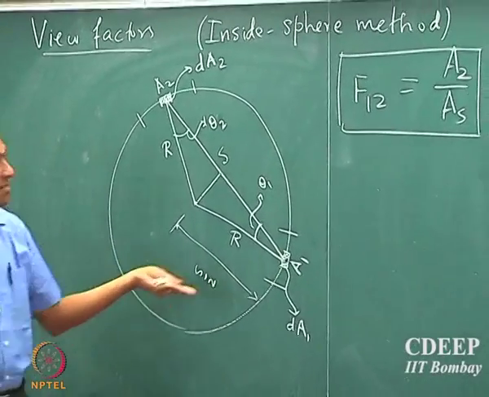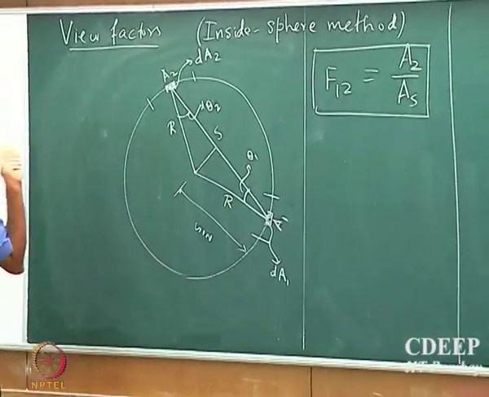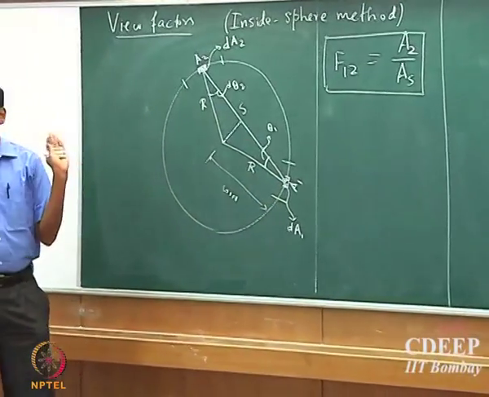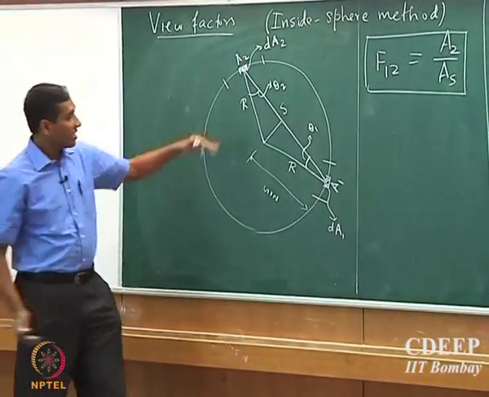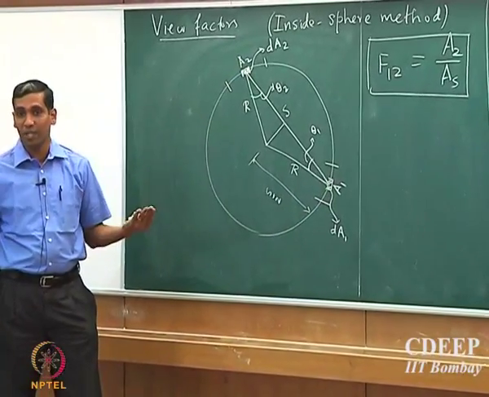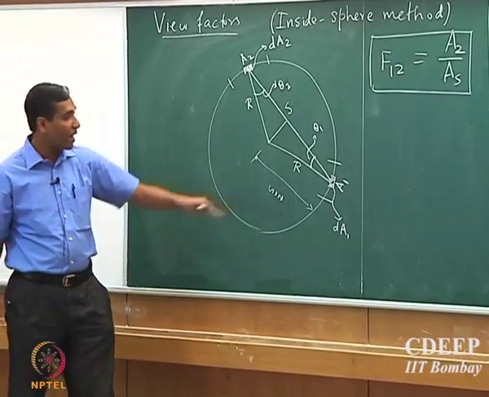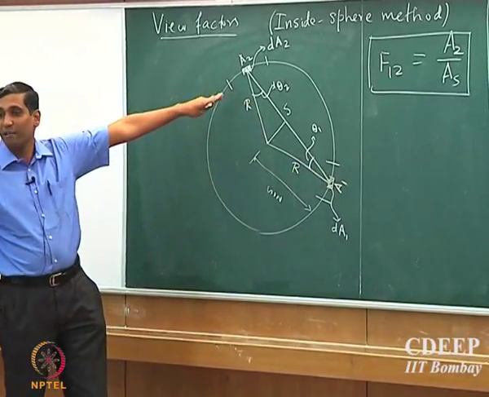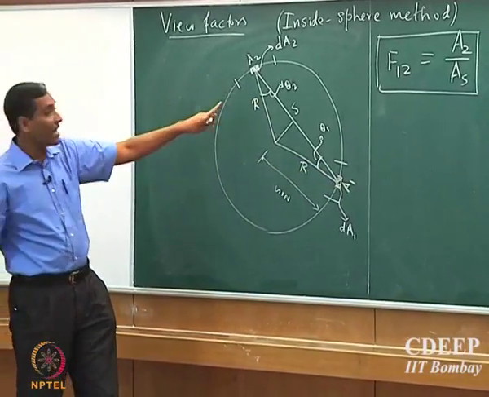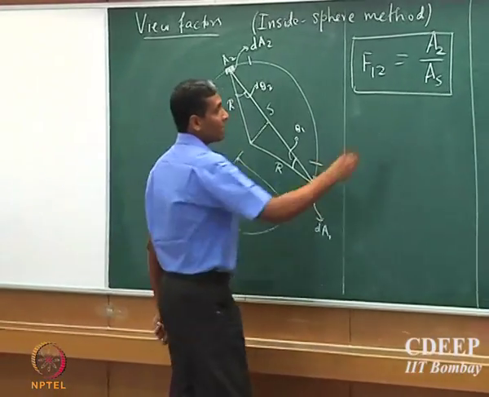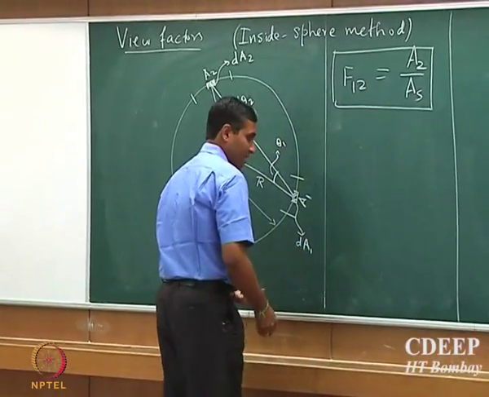So all that matters is that the geometric factor, if the areas are placed inside the periphery of the sphere, this is very important. If the surfaces are placed in the periphery of the sphere, or the surface of the sphere, irrespective of where the emitting surface is located, the view factor only depends upon the receiving surface area and the total sphere. Okay? So that's a very, very useful formula.